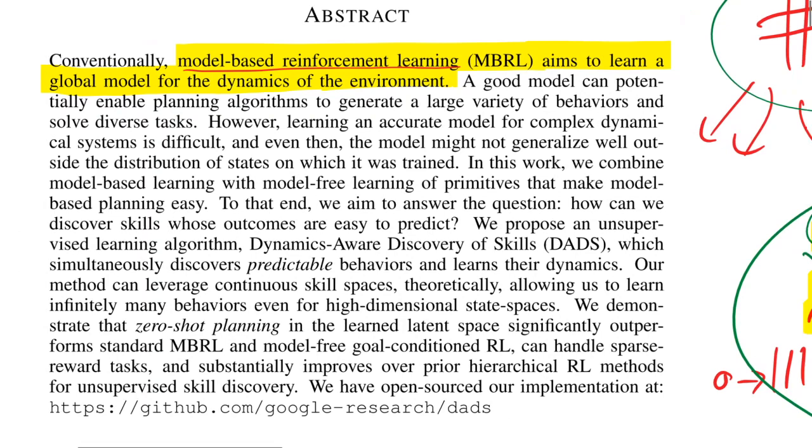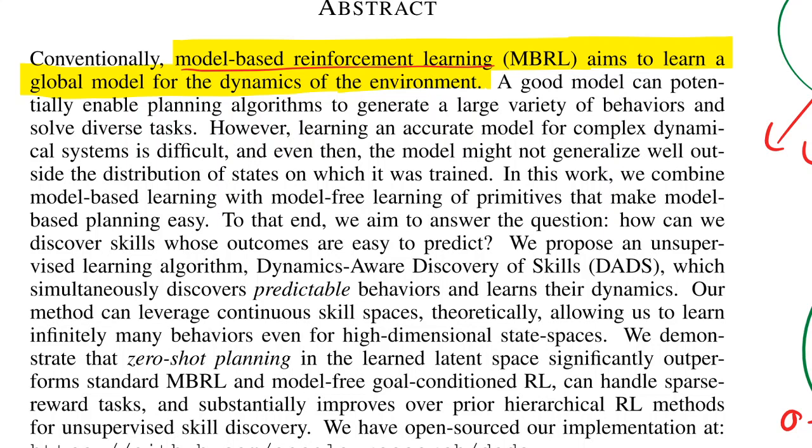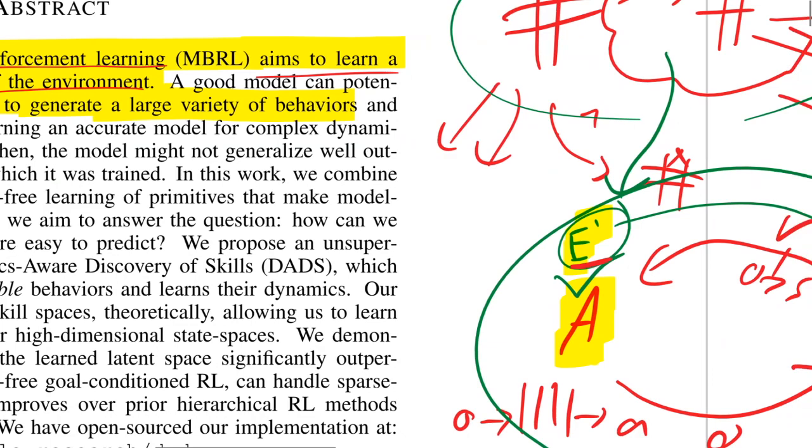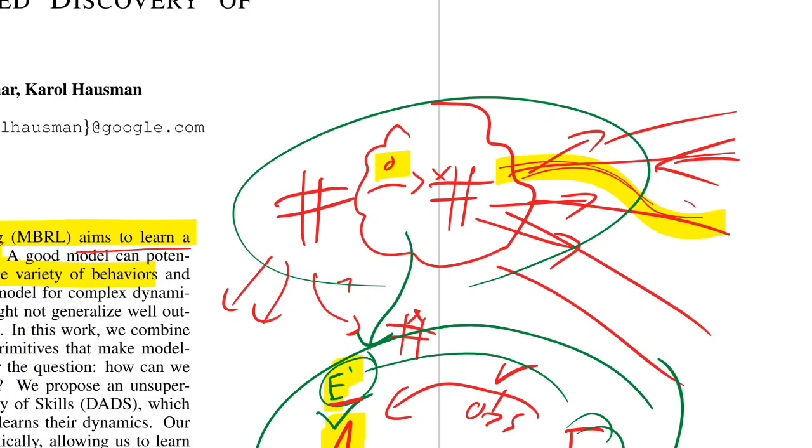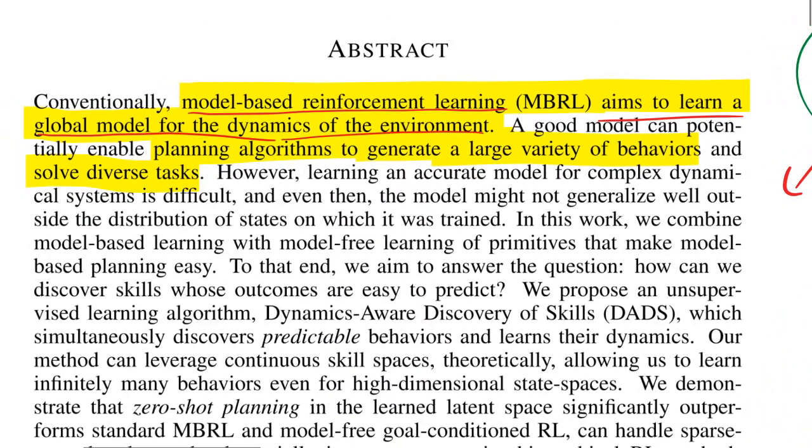So, okay, that was about the first sentence. They say it aims to learn a global model for the dynamics of the environment. A good model can potentially enable planning algorithms to generate a large variety of behaviors and solve diverse tasks, which is true, right? If I have a model of the environment, then I could just use it to plan. I wouldn't even have to do anything fancy anymore, right? If I have a model of how my tic-tac-toe works, I can just plan my way to success, and I can do this AlphaZero style. Or if this state tree is small enough, I can actually just use a planner, and I don't have to do anything anymore if I have a good model.